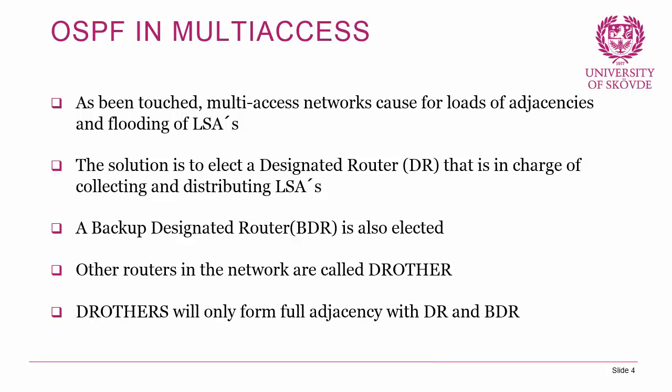So if you see an output of show ip ospf neighbor, and you see that there are full adjacencies with DRs and BDRs, and then there are two-way adjacencies with other routers, those other routers will be the DROthers, and this is OSPF working as expected in a multi-access network.